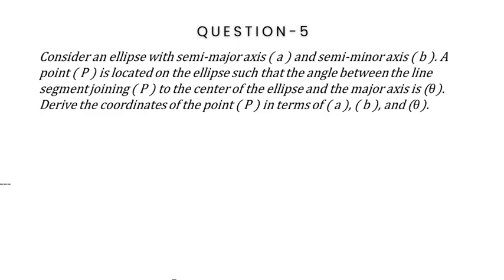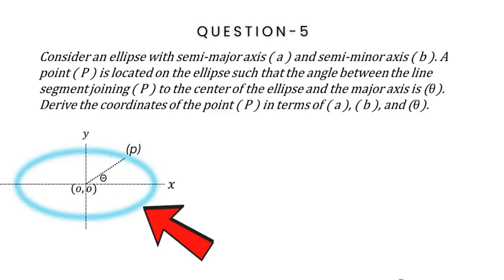The fifth question is, consider an ellipse with semi-major axis A and semi-minor axis B. A point P is located on the ellipse such that the angle between the line segment joining P to the center of the ellipse and the major axis is theta. Derive the coordinates of the point P in terms of A, B and theta.